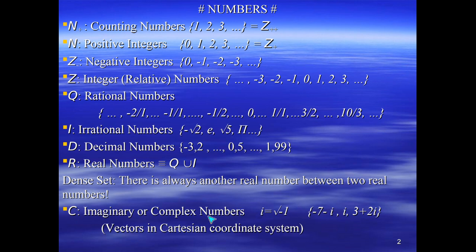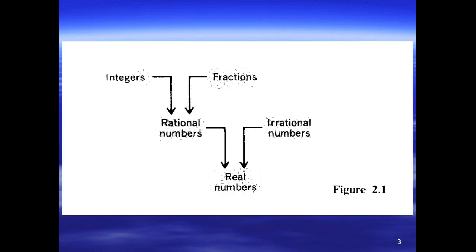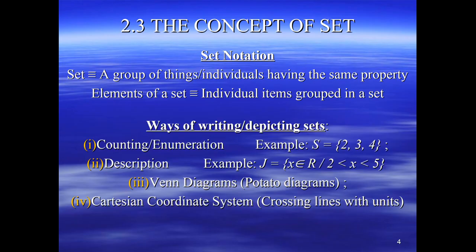Engineers cannot do without imaginary or complex numbers. Physicists and engineers cannot do without it. We in economics or in other social sciences, very seldom and at very high levels, have to do with complex numbers, but usually not. Real numbers and the previous ones would be sufficient for us. So, integers and fractions together make rational numbers. Rational numbers and irrational numbers together make real numbers. This is a summary of what we have said.